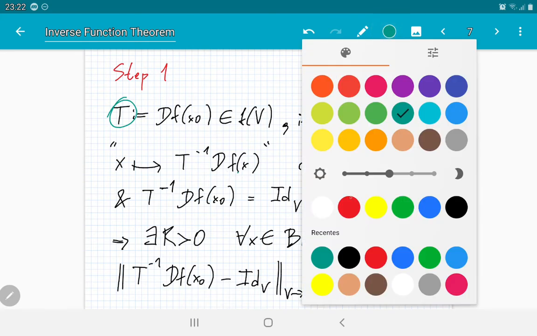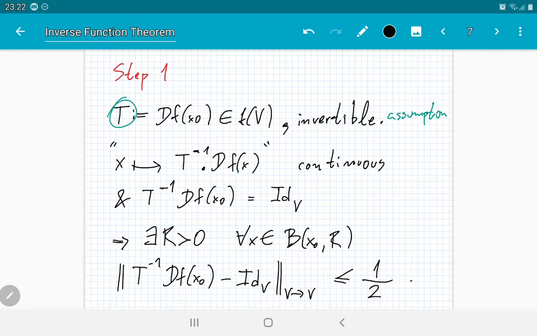Now, if I multiply that by the linear transformation T minus 1, that's still continuous. If you want, that's an exercise for you, but it's really straightforward. So this is a continuous function from U to linear operators from V to V, which is sometimes written as L of V. And this function takes a value equal to the identity at the point x naught. T is defined to be df of x naught, and T minus 1 is the inverse of that, so the product here is the identity.